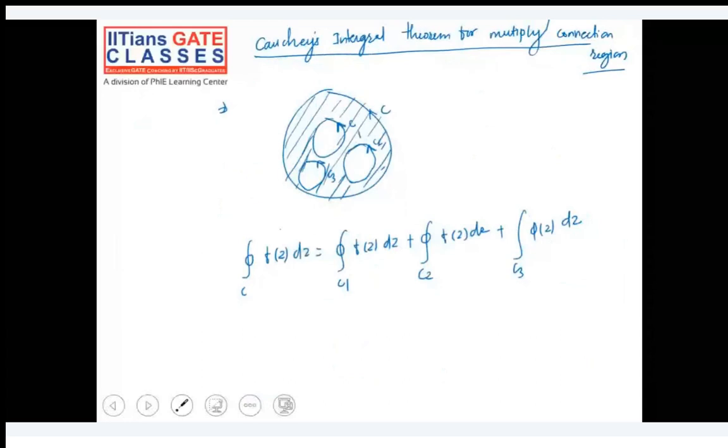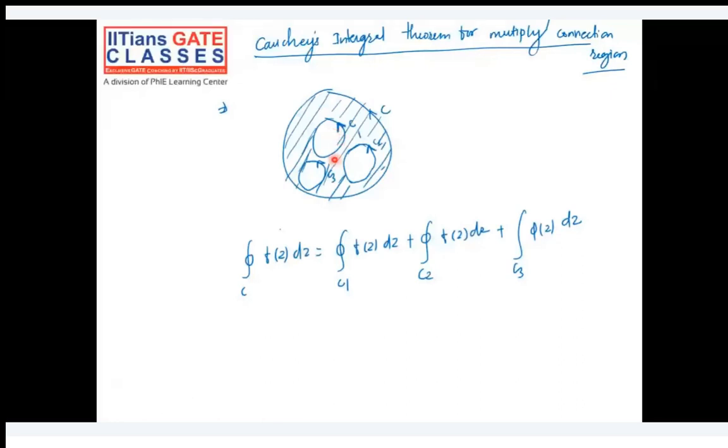Again, the extension of the Cauchy's integral theorem for multiply connected region. Previously what I said, C is the outside curve and C1 is the inside curve. But for example, we now have C1, C2 and C3. In such a case, the integration over closed curve C of f of z dz is not just equal to the integration over closed curve C1 of f of z dz, but you have to add the integration over closed curve C2 of f of z dz plus the integration over closed curve C3 of f of z dz.